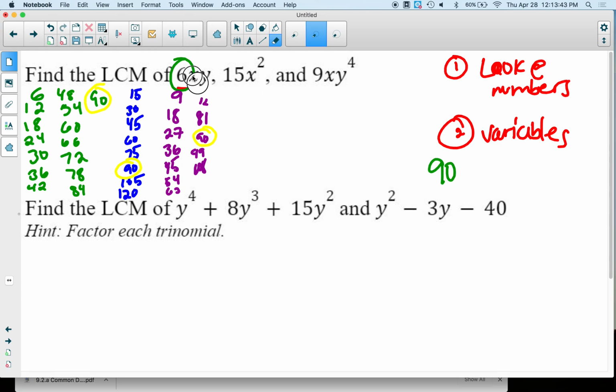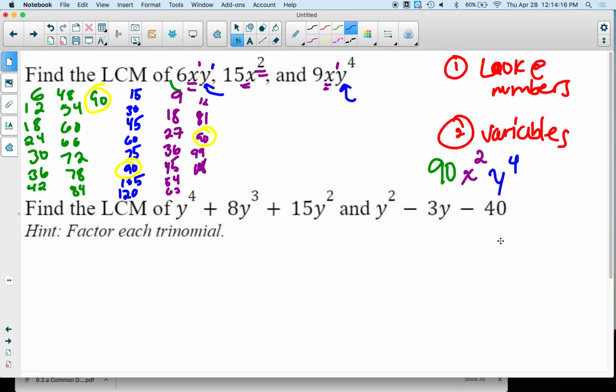Now let's look at these variables. Look at your x's. We have x, x squared, and x. These x's are understood to be to the first power, so we want an x for sure, and the exponent we want is just the highest exponent that we see, which is 2. For your y, we have a y to the first here, and a y to the fourth here. We don't have a y here, so we want to take a y, and we want that y to have the biggest exponent. So our least common multiple of these three terms is 90x squared y to the fourth.